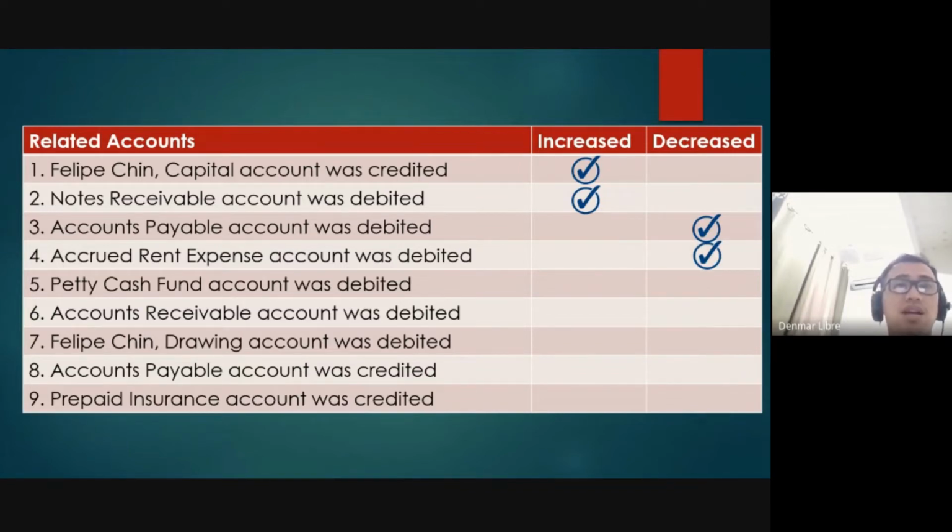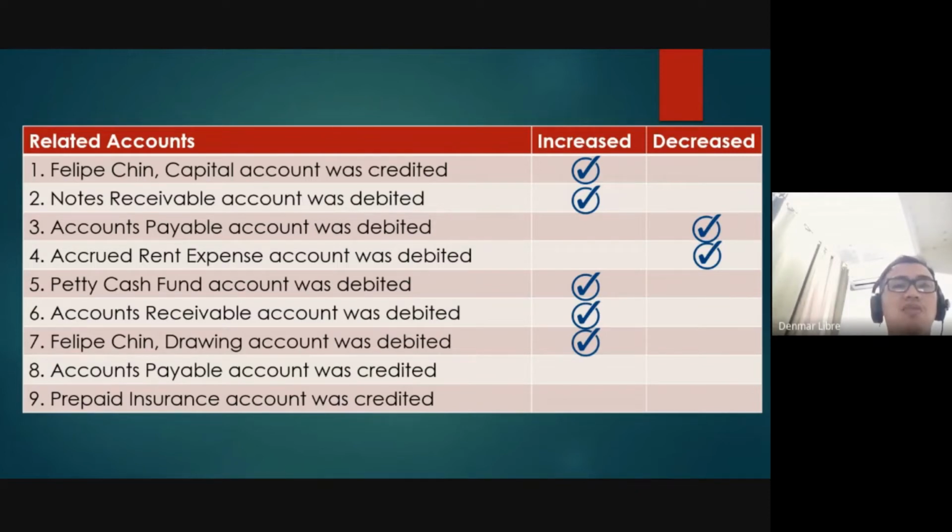Petty cash fund account was debited. Petty cash fund is an asset account. Normal balance, debit, increase. Accounts receivable account was debited. Accounts receivable is an asset. Normal balance, debit, increase. Philippi Chin drawing account was debited. It is a drawing account, normal balance, debit, increase.